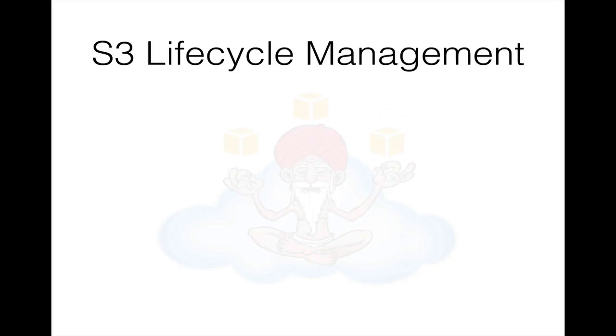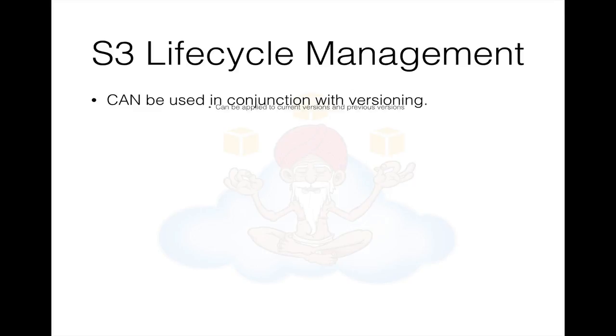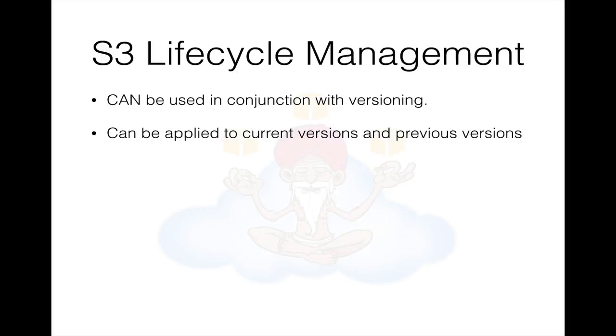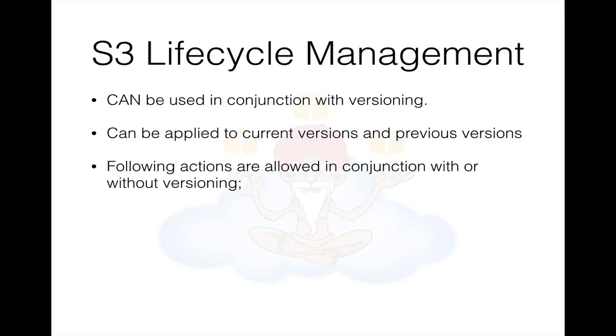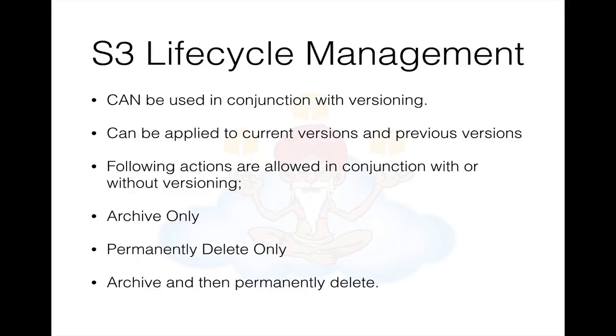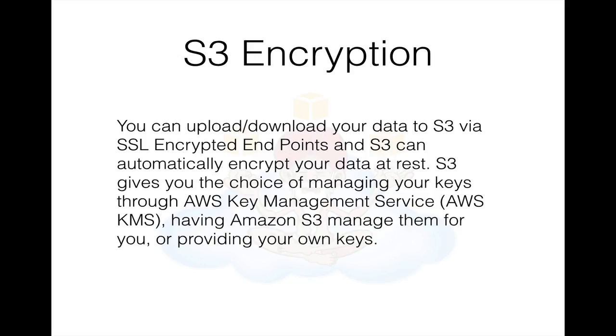Let's move on to S3 lifecycle management. Lifecycle management can be used in conjunction with versioning, and it can be applied to current versions and previous versions. The following actions are allowed in conjunction with or without versioning: archive only, permanently delete only, archive and then permanently delete. And don't worry if this doesn't mean much to you right now, you'll see it in the practical lecture. These are basically just options for your S3 lifecycle management as to what you want to do.